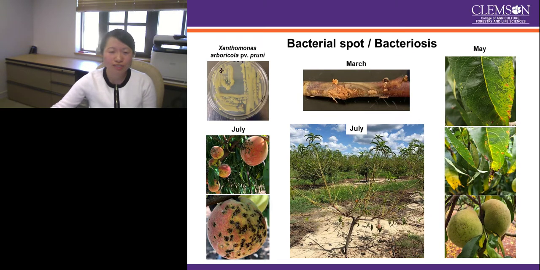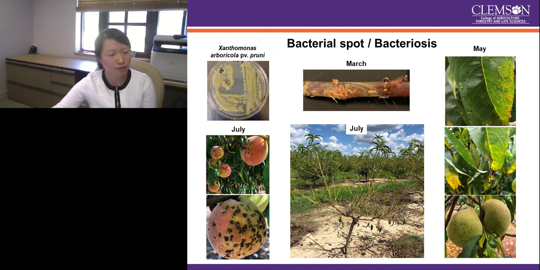So 2020 has been a bad year for most people, and the actual rainfall this year also made bacterial spot really bad in the South Carolina peach orchards. In July, you can see nearly 100% of fruit infection and defoliation in some of the peach orchards. Here, I would like to use some pictures I took this year to give a quick introduction about this disease and how the disease symptoms progress over time.